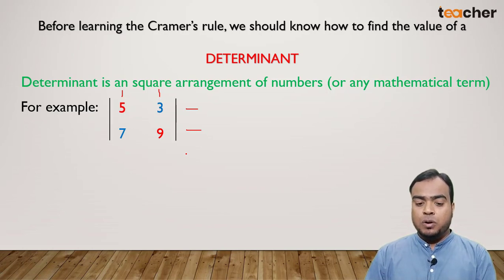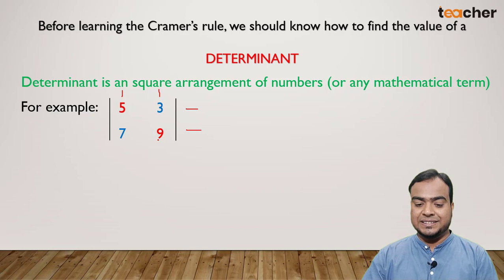Now when you want to find the value of this determinant, or any determinant of order 2, meaning a determinant with two rows and two columns, first of all you have to find their cross products, and after finding the cross products we have to find their difference.